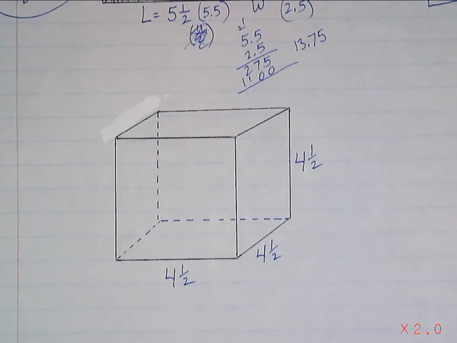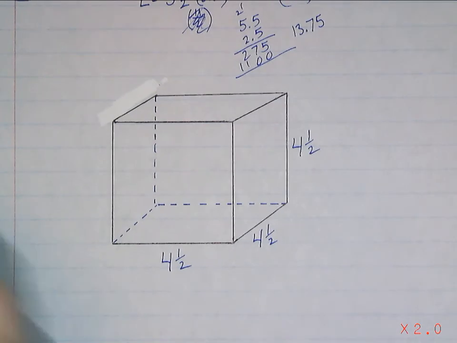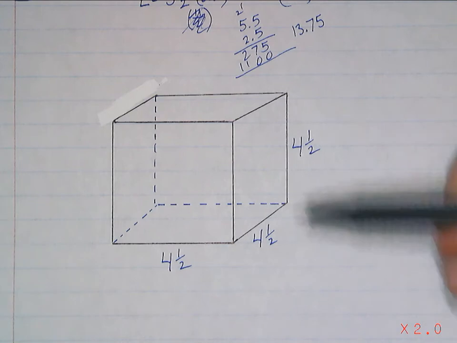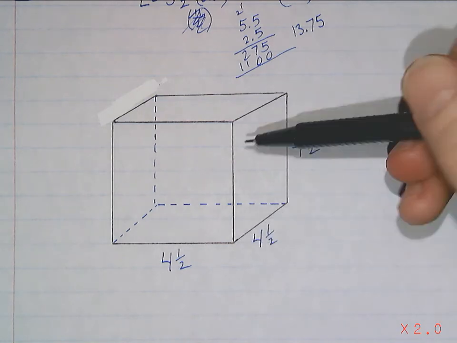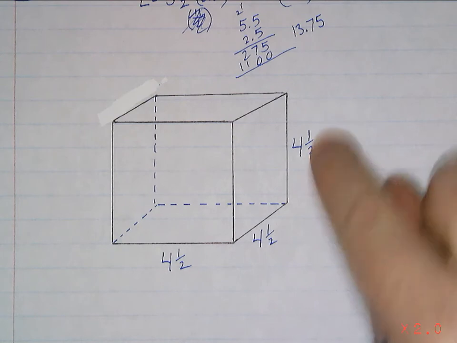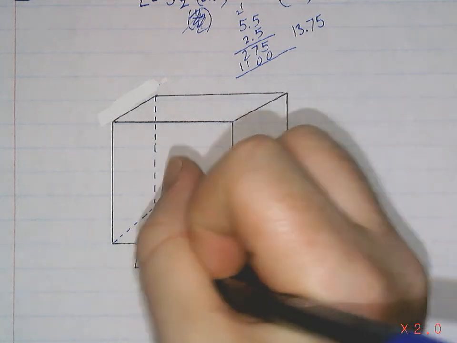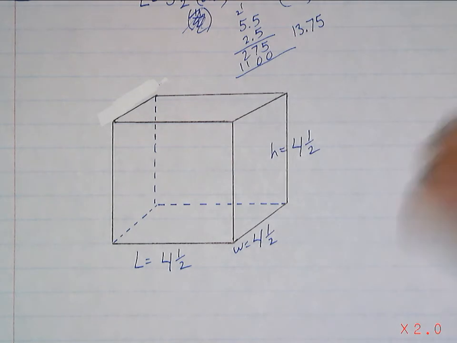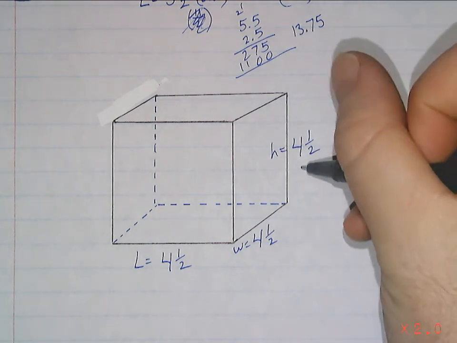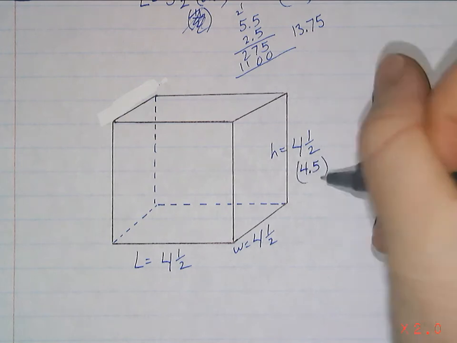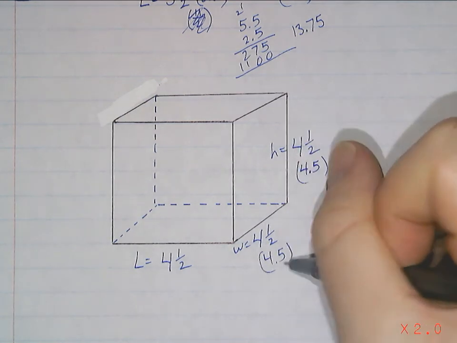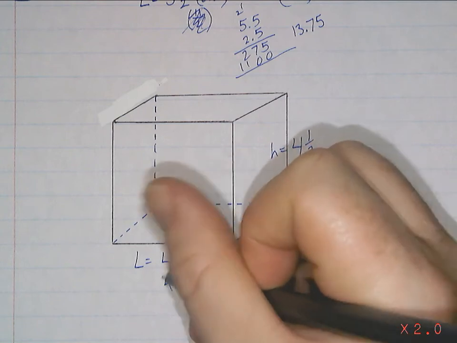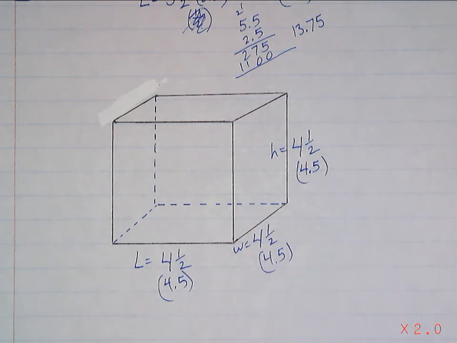Let's say we have a cube. If all the sides are exactly the same, it's like a square within a square, right? A square with all square sides, everything's perfect. Now it looks a little bit smaller. I had to draw it that way because it's at an angle. But if you look at the measurements, length, width, and height are all the same. So simply what I would do is convert this over to a decimal and then multiply all three of those together. Obviously you have to multiply two at a time.